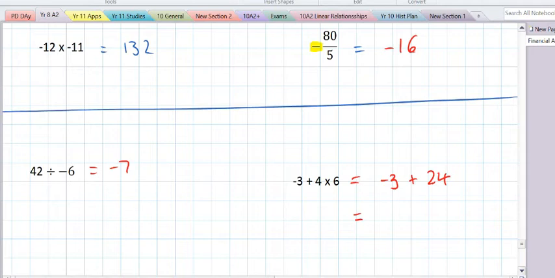Oh, that's equals plus 21, I got it right. Yeah, the calculator will get it right, but I need to know you guys know how to do it in steps. Minus 21 or 21? Positive 21, because it's just 24 plus minus 3.